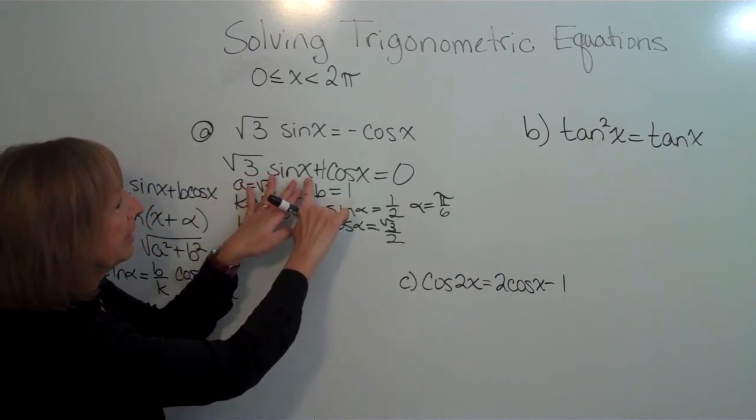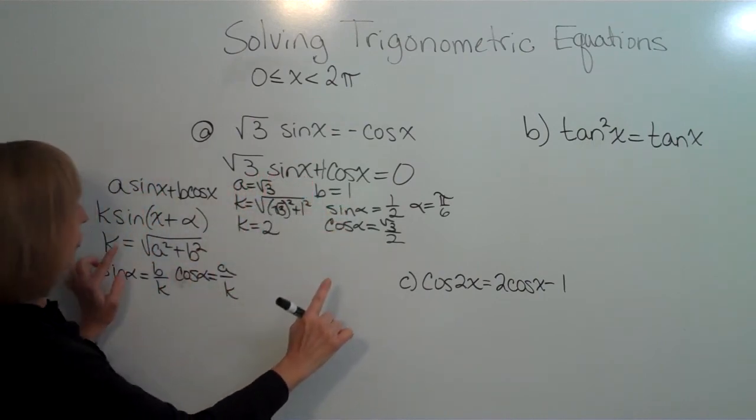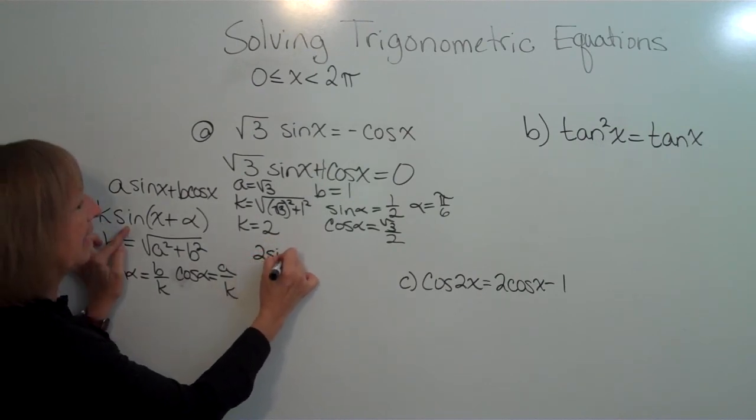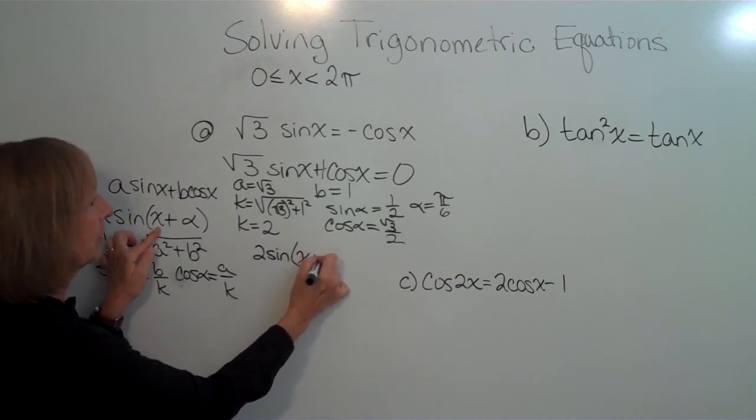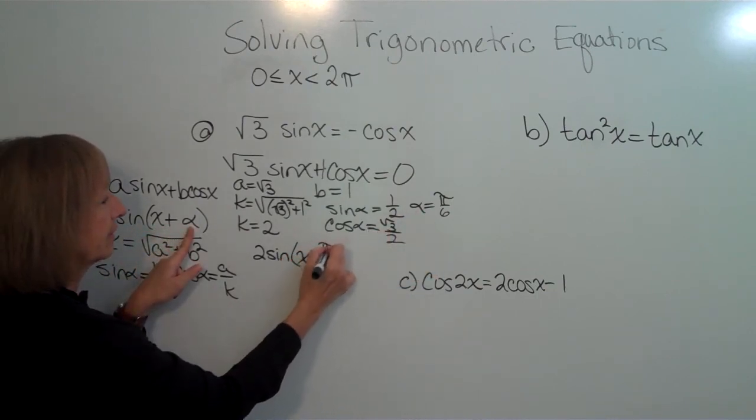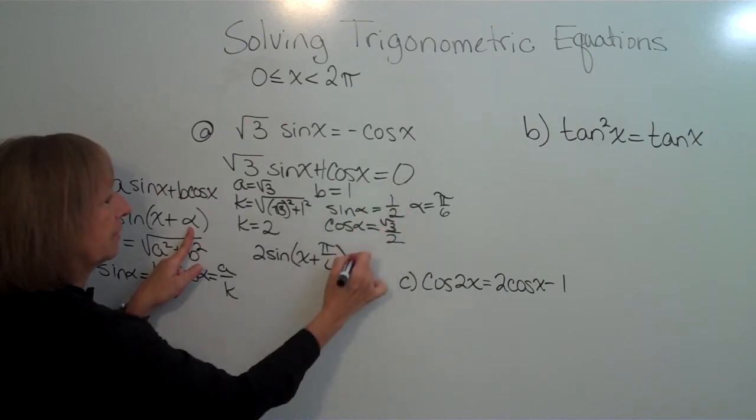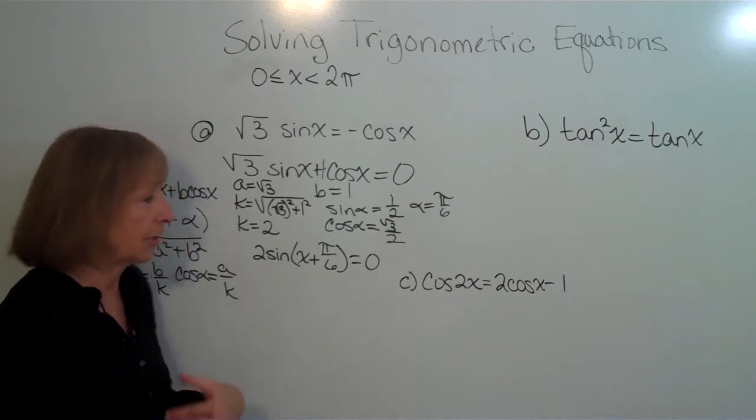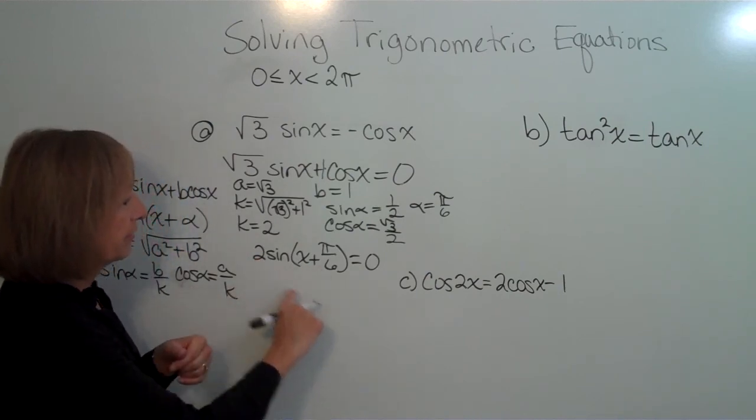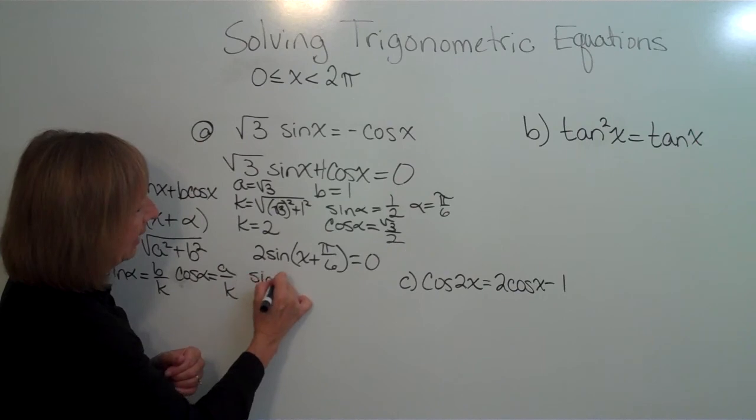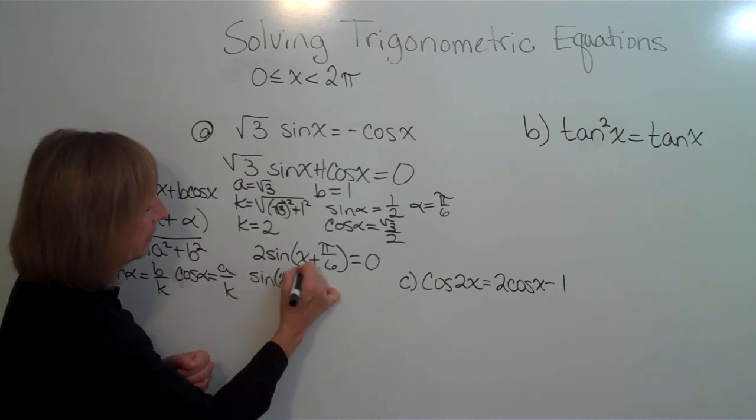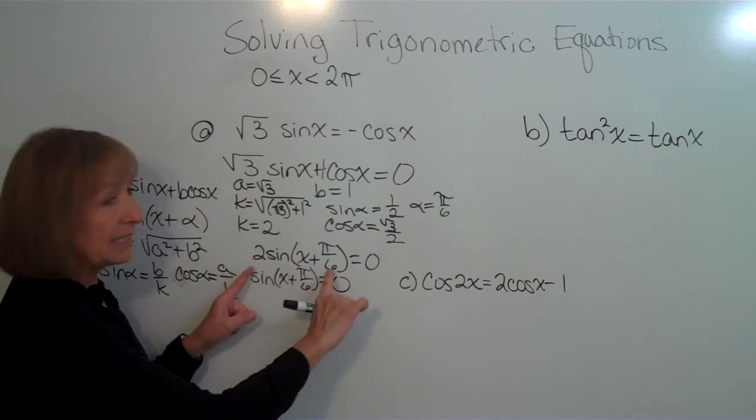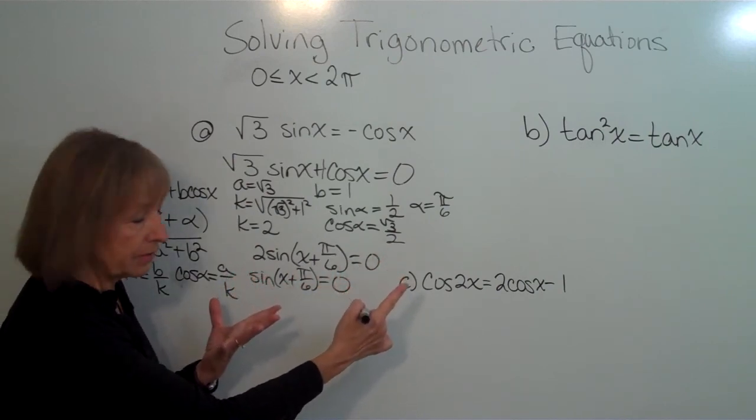So this equation right here transitions into 2 times the sine of x plus pi over 6, and that's equal to 0. So now I was able to put it compactly as a sine function of an angle. Now we're going to divide both sides by 2. I get the sine of x plus pi over 6 is equal to 0. And then we did divide both sides by 2, but 0 divided by 2 is still 0.